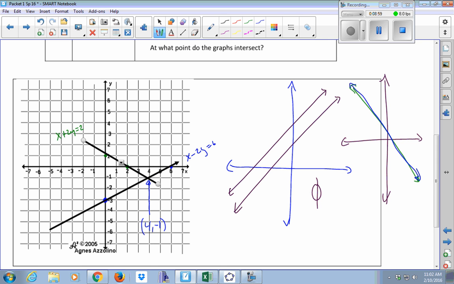For our purposes today and what we're going to be doing, we're going to be looking at this first one, where we're looking at a common point that they both have. And that point is a solution to both equations, and it visually is the intersection point.